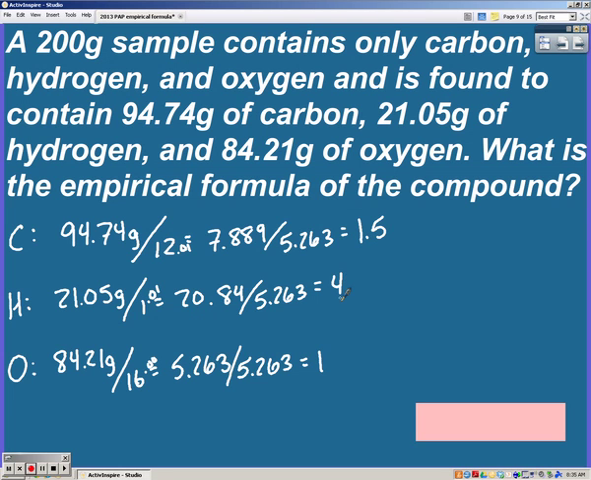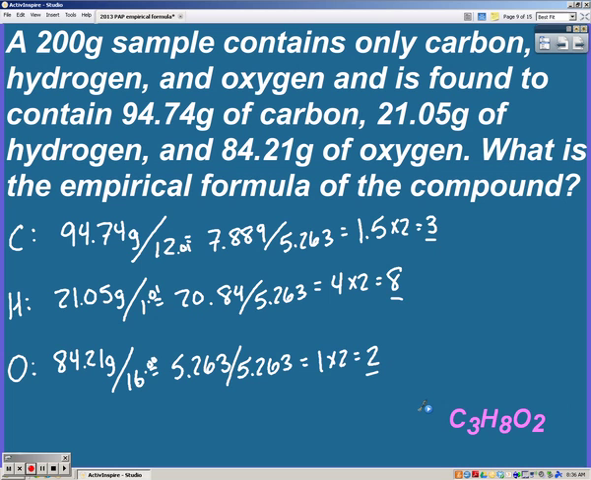So I, in this case, have to multiply by some number to give me whole numbers. Well, if I multiply 1.5 by 2, I'm going to get a whole number. So I'm going to multiply all of them by 2, because what you do to one, you have to do to all of them. And now I'm done, because I have whole numbers. So C3H8O2. Notice I divided by molar mass, divided by the smallest, and then I multiplied if necessary.